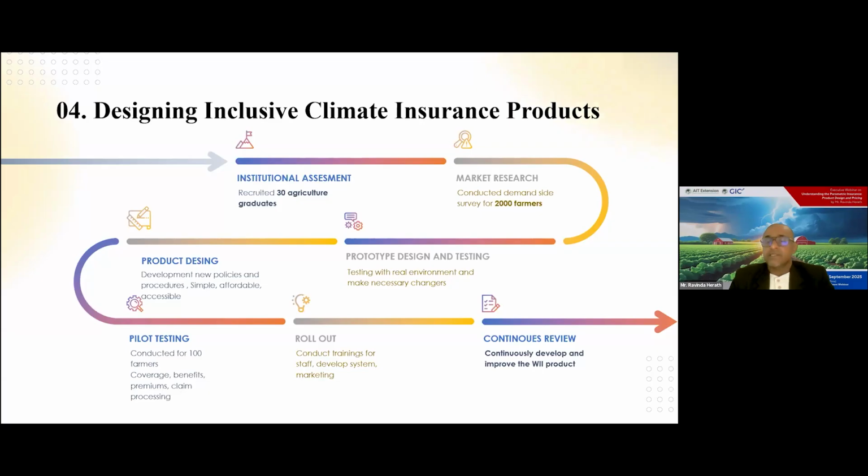Continuous review is needed. We need to come back to the product development and designing process if there are any comments from the segments, the clients, to change the product or as their observations. There are many observations from the market after launching this, so we have to take those observations into consideration in the product development process again, right?